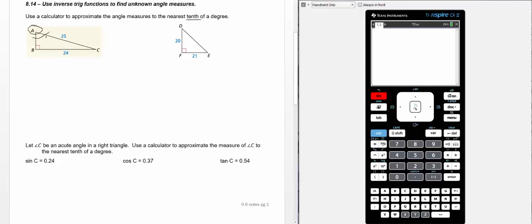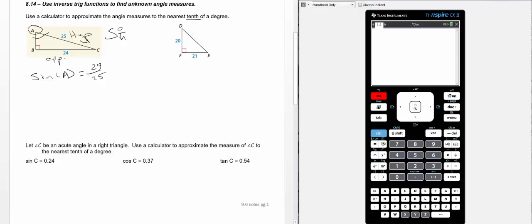From angle A's perspective, I want to use sine, cosine, or tangent to write a trig ratio. From angle A's perspective, we know the opposite leg, and we know the hypotenuse. From our previous lesson, the trig function that uses opposite and hypotenuse is the SO in SOHCAHTOA. So the sine of angle A is opposite over hypotenuse, or 24 out of 25.